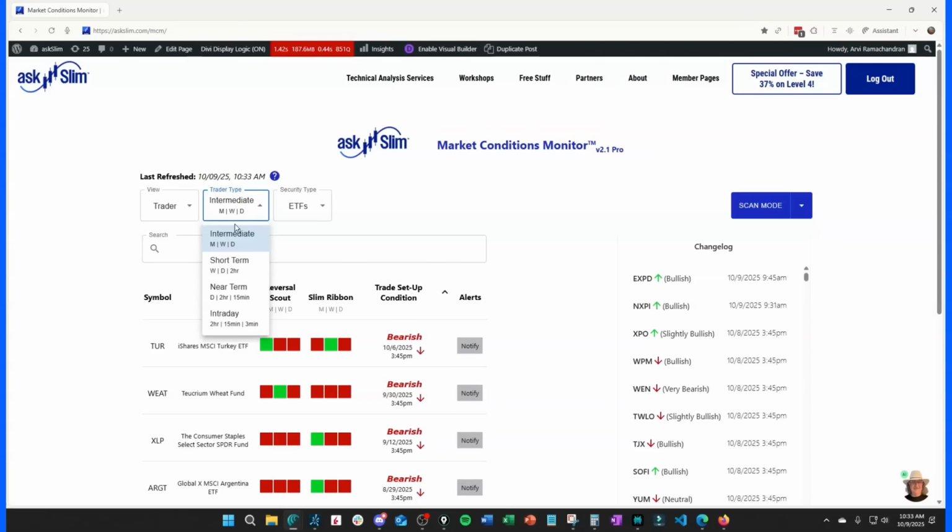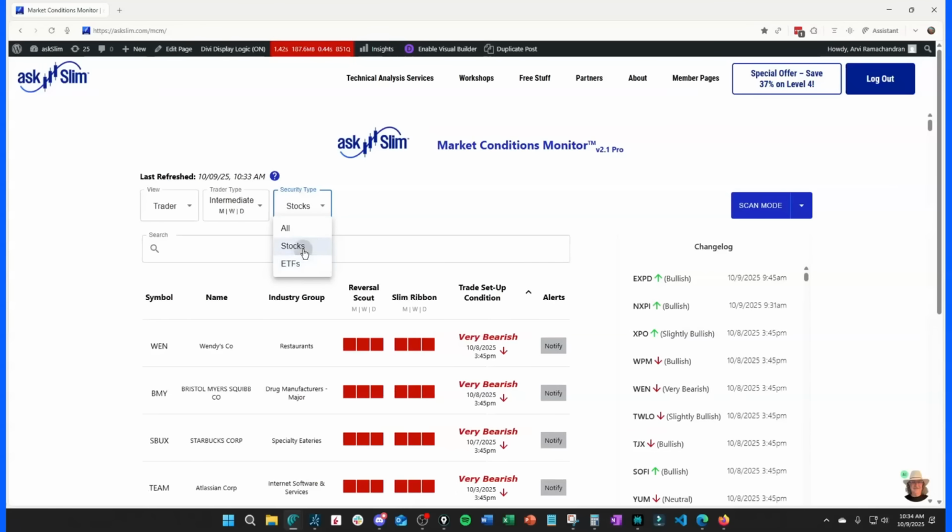You can see there is the intermediate term time frame, which is 3 to 8 weeks. There is the short term time frame, which is 1 to 3 weeks. There's the near term, which is around 1 to 5 sessions, and of course intraday as well. And what we have added in here on the right hand side is that now you can sort by what you want to see. If you only want to see the ETFs, you can do so. If you want to only see the stocks, you can do so.